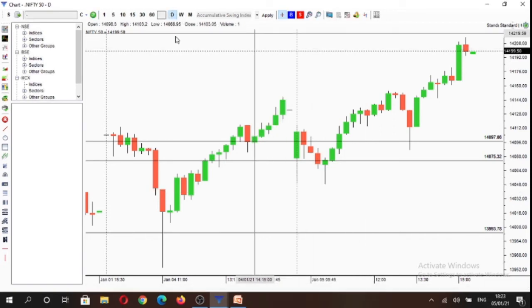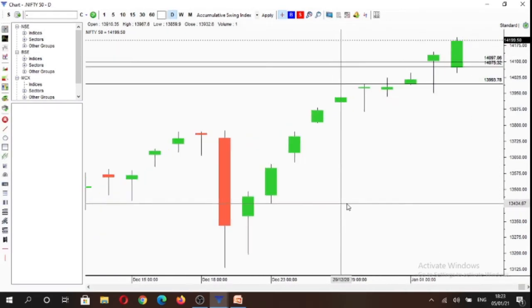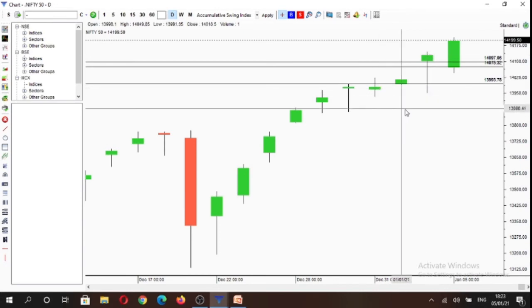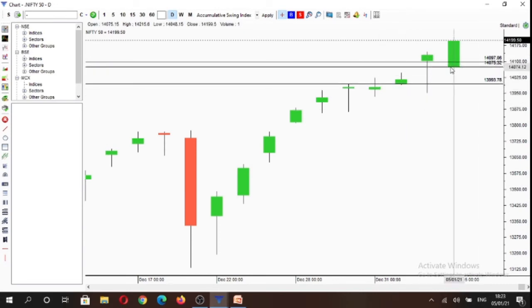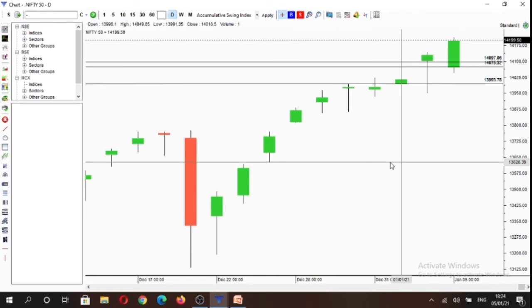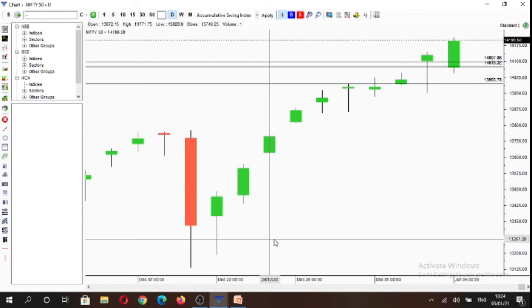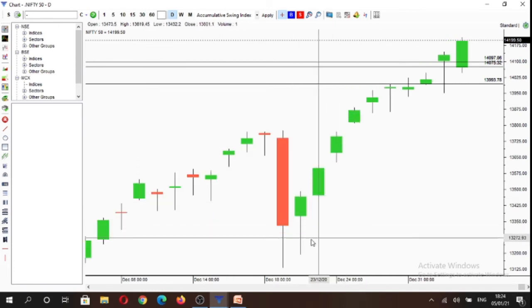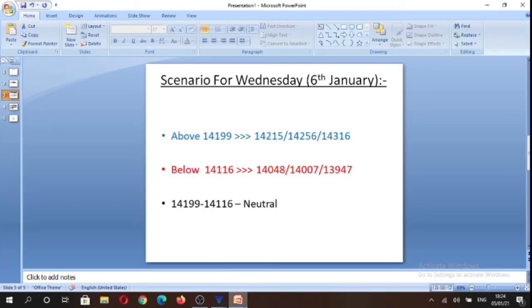And if we see the daily time frame, yesterday was an outside candle, and today we have broken to the upside of this outside candle. So technically we have made a higher high and a higher low. So from perspective of short term trend, we are currently in an uptrend. And based on the daily time frame, we get the following scenario for tomorrow, 6th January.